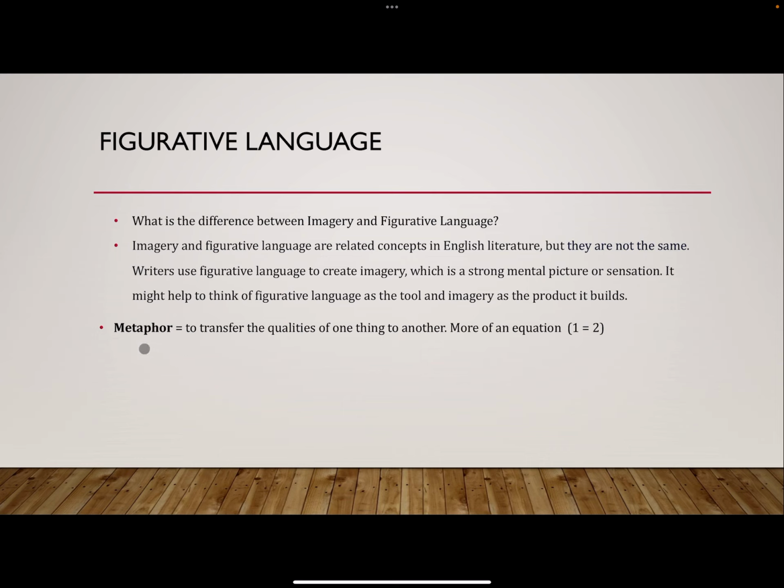One example would be metaphor, the transfer of qualities from one thing to another as a kind of one-to-one equation. So for example, love is a blister in the sun, right? Love is the same, versus a simile, which is another type of metaphor, but using like or as. So love is like a blister in the sun.